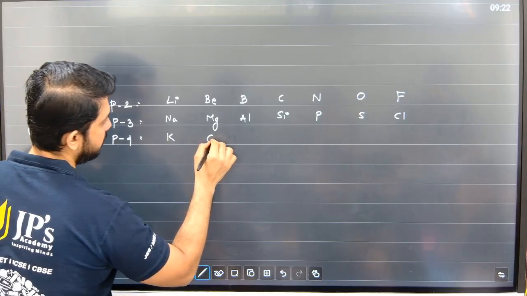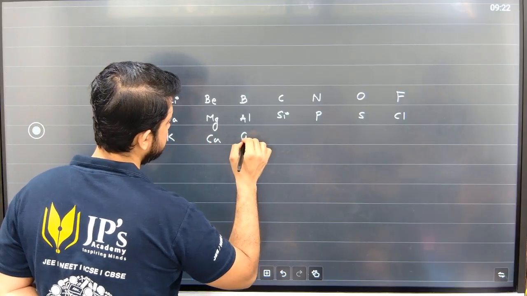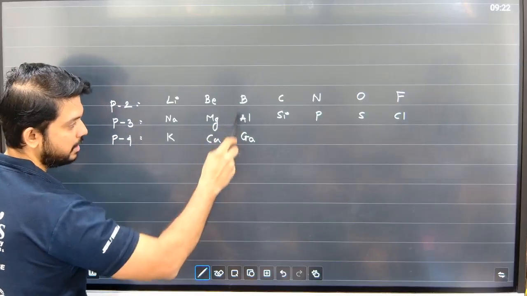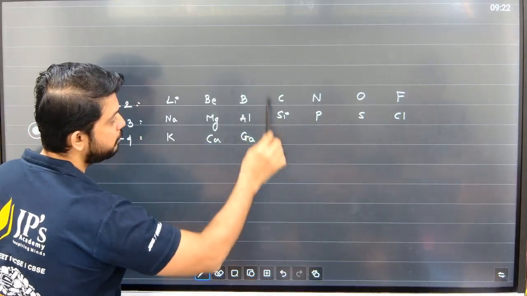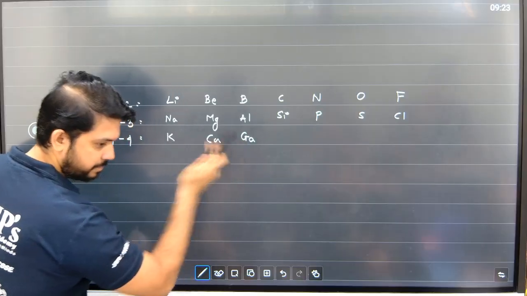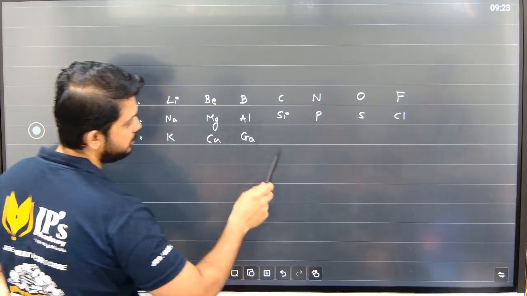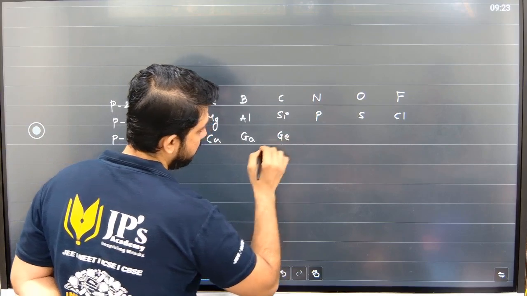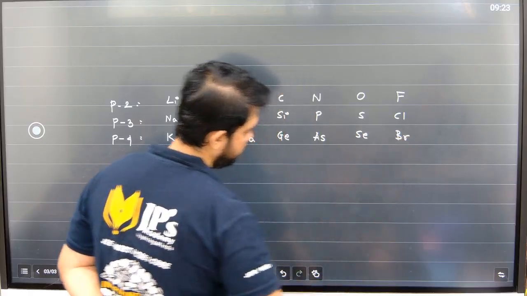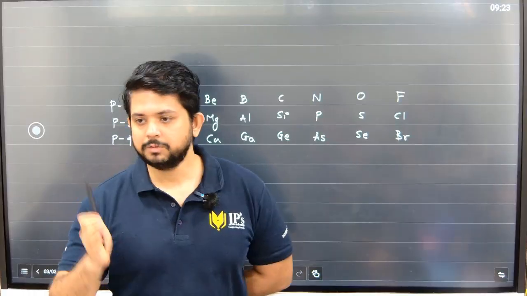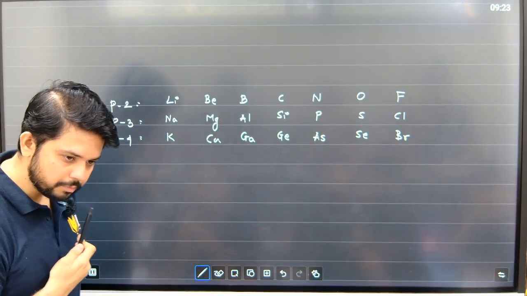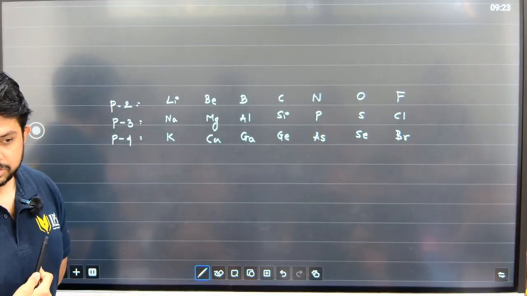पोटेशियम, कैल्शियम, स्कैंडियम, यहाँ पे पी ब्लॉक एलिमेंट है, ग्रुप 13, 14, 15, 16, 17, ग्रुप 1 ग्रुप 2, इन दोनों के बीच में डी एंड एफ आता है, ठीक है। गैलियम के बाद आर्सेनिक, सेलेनियम एंड ब्रोमीन, ठीक है, इतना काफी हो जाएगा। Now what's the general trend for ionization enthalpy? हमने ट्रेंड क्या पढ़ा है? As you go from left to right, what happens to the ionization enthalpy?